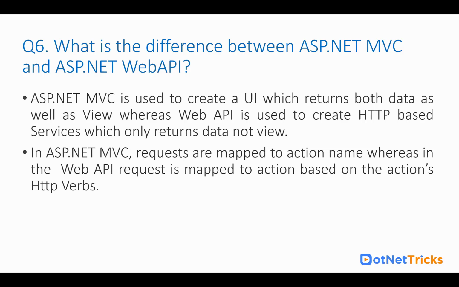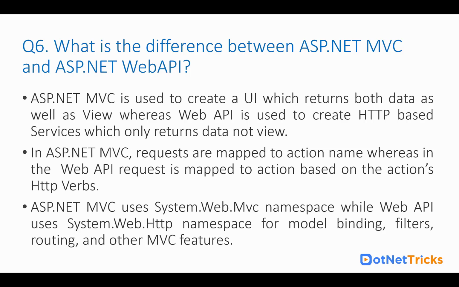So explicitly we mention the verb name, like how this action should respond in the Web API to a particular verb. But in MVC, by default any action can respond to the get and the post verb. But in ASP.NET Web API, explicitly we need to tell the verb name for the action to respond.